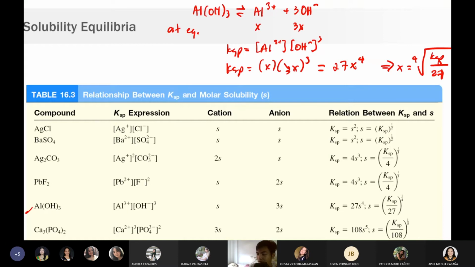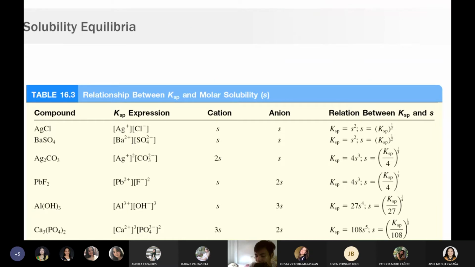Paano yun nangyari? Okay, paano naging Ksp over 108 yun? Tapos ba't naging fifth root? No? So galing lang din yun sa ice table. Okay? So ipakita natin yung example na to. We have calcium phosphate. Okay, so if you write the equation correctly, you will get 3 calcium 2+ and 2 phosphate ions. So at equilibrium, the concentration of calcium will be 3x. For phosphate, that will be 2x.